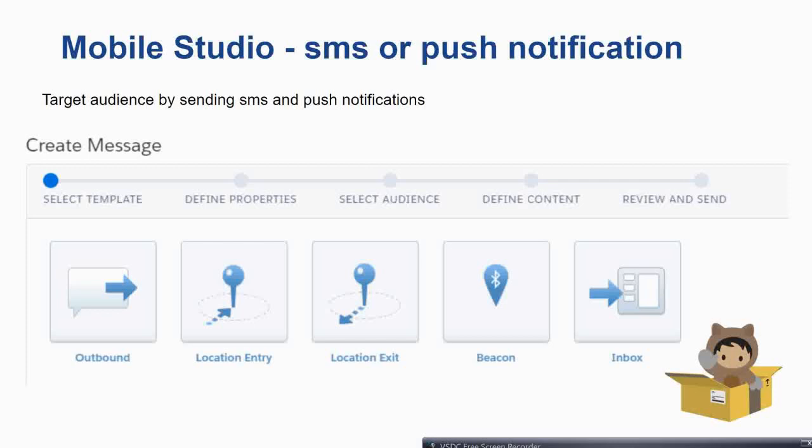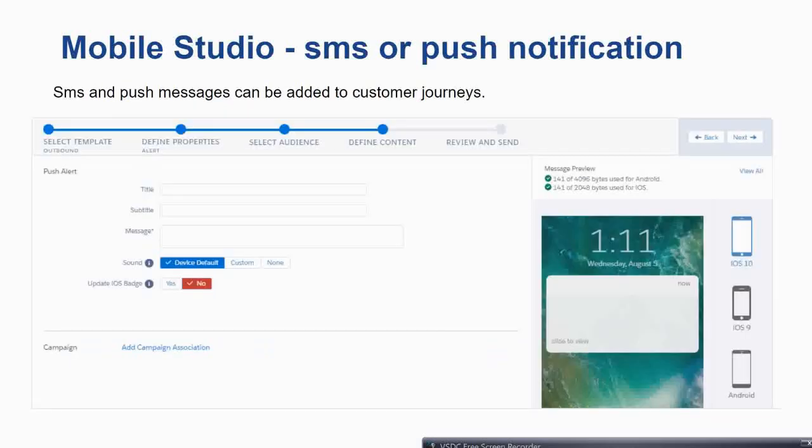There is outbound, and there are other things like location entry and location exit, where if you enter, let's say, New York, you will get a notification or something like that. But most commonly used is the outbound message, where the user can receive SMS or push notifications. So this is Mobile Studio again, and here is the push notification part. This is what it looks like.